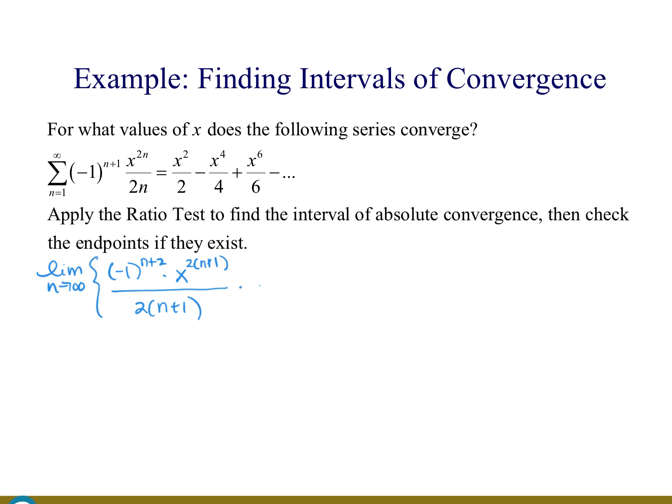And then I'm going to multiply by the reciprocal. So I'll have 2n. I'll have (-1)^(n+1), and I'll have x^(2n). So now let's set about the business of reducing this so we can look at what's going to happen. All right, so let's look at reducing the -1s.